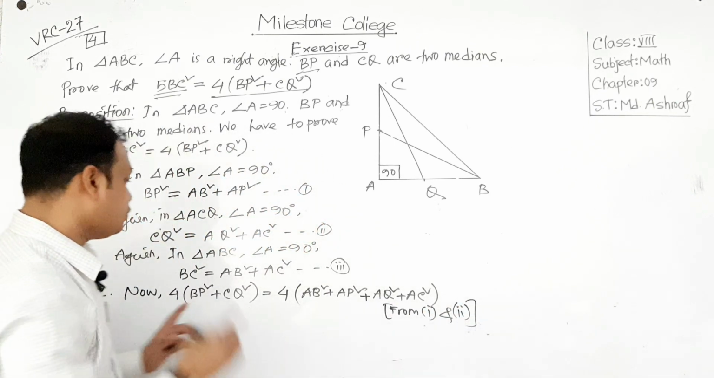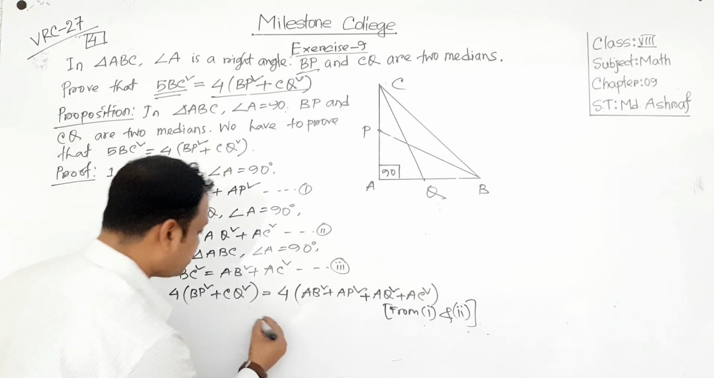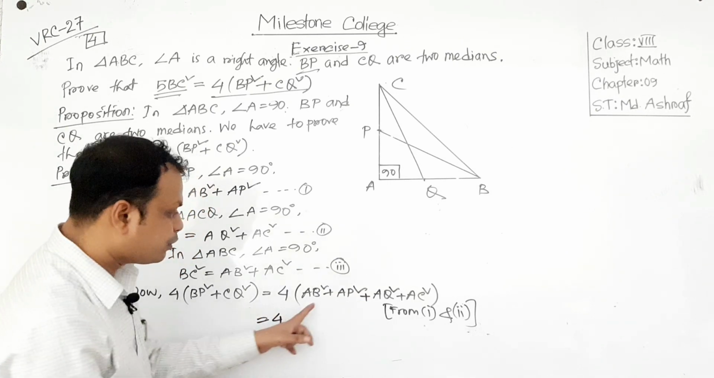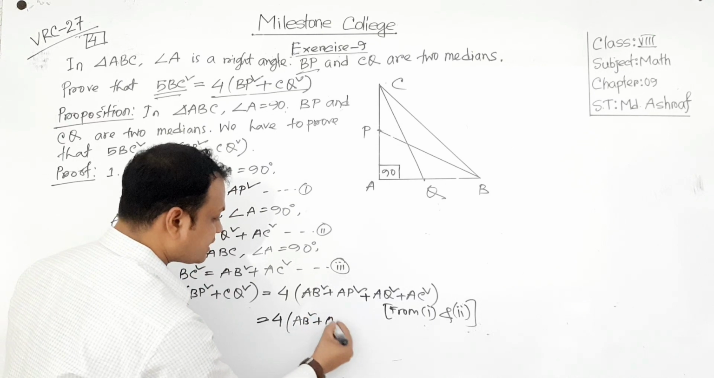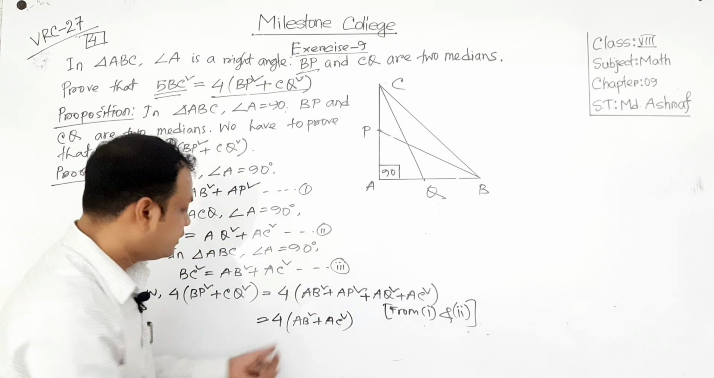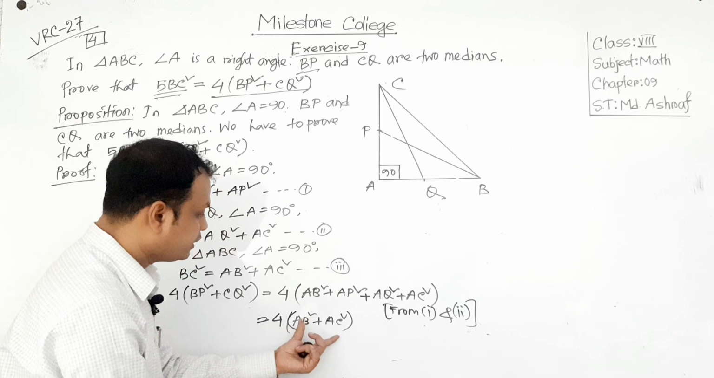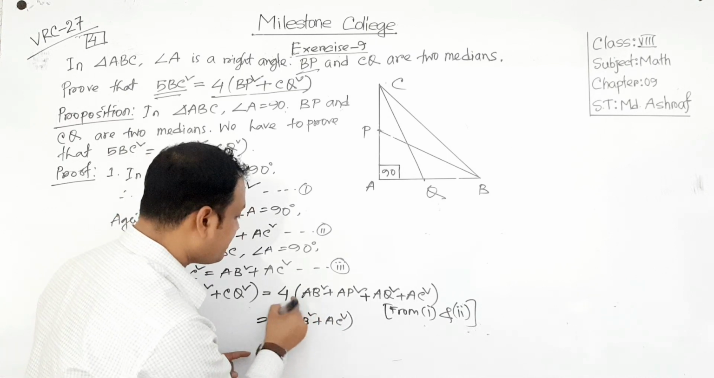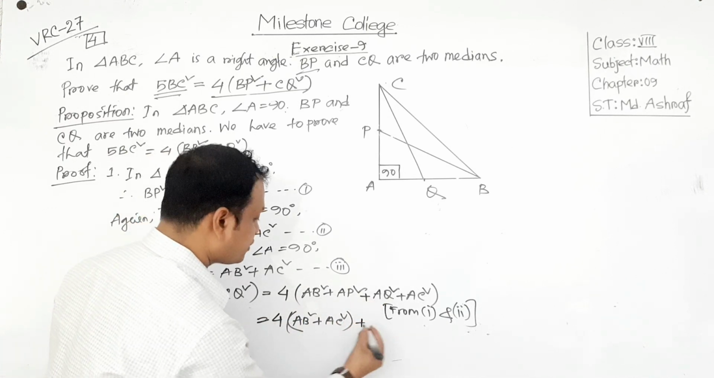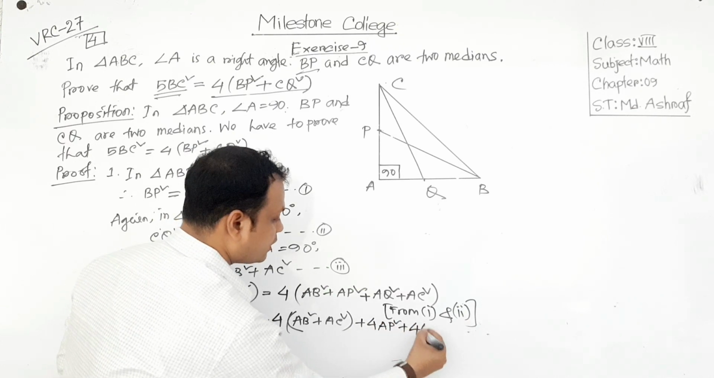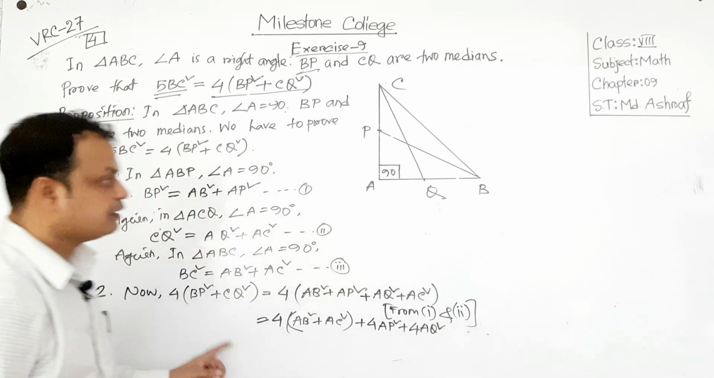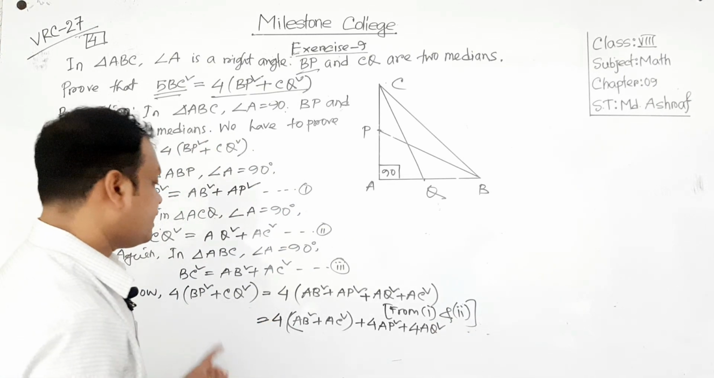From 1 and 2 we put the value. Now multiply this 4 with AB square plus AC square. I take common this 4 with these two terms and this 4 will be multiplied with AP square plus AQ square. 4 AP square plus 4 AQ square.